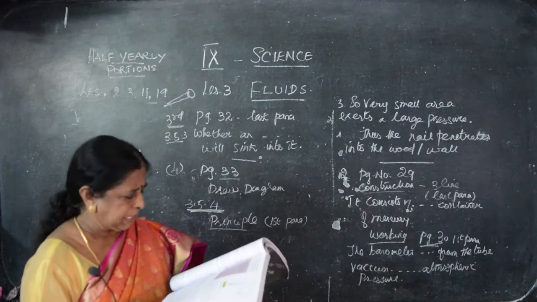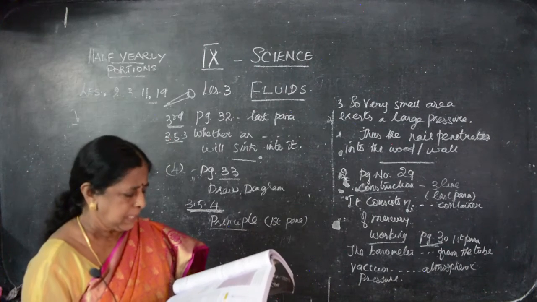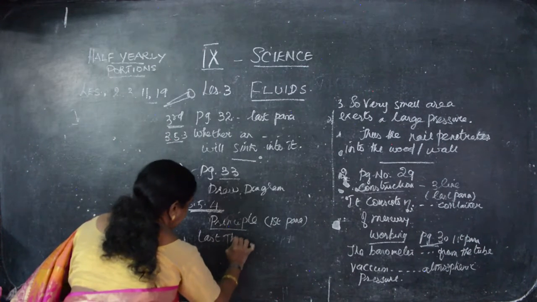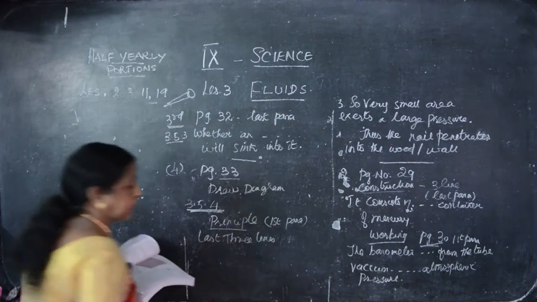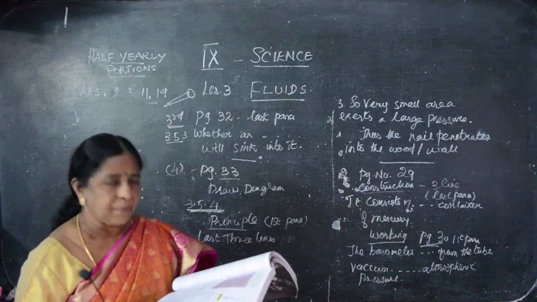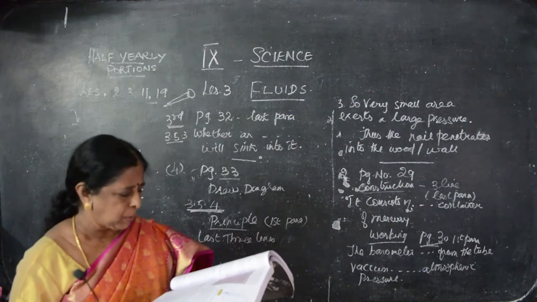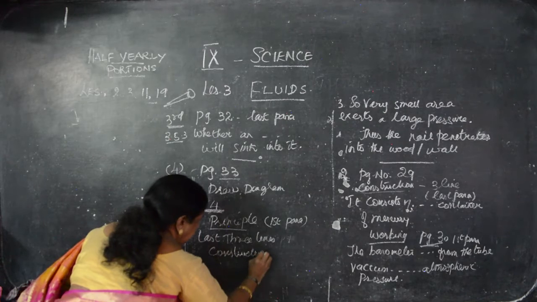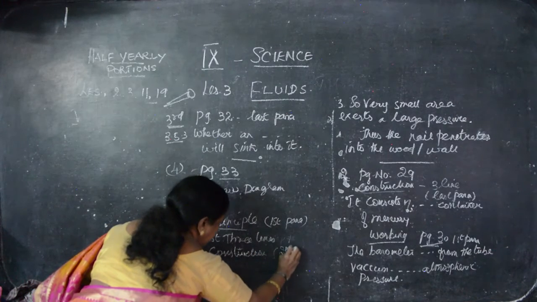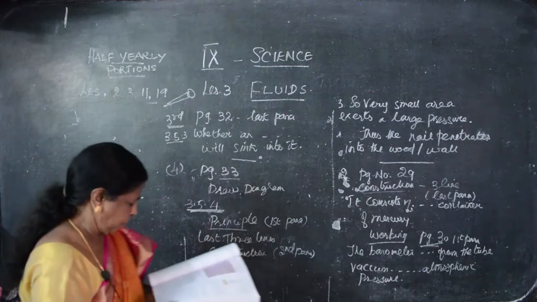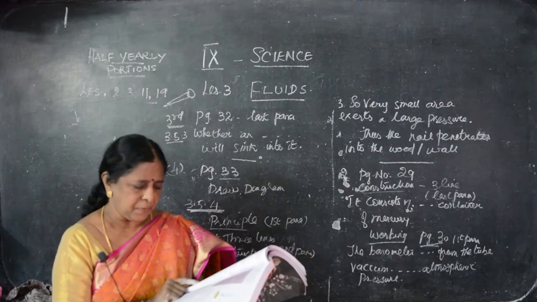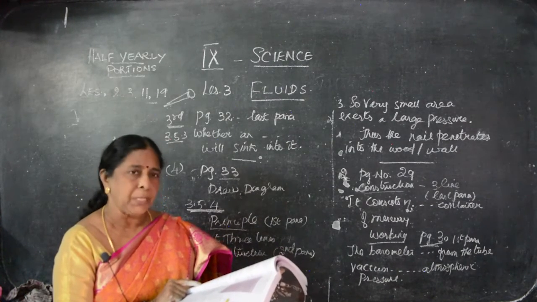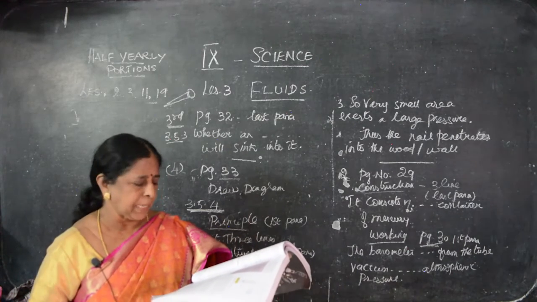Last 3 lines, that is, the weight of the liquid displaced by the immersed portion of the hydrometer is equal to the weight of the hydrometer. First paragraph, last 3 lines. Marking. So what you have to write? The weight of the liquid displaced by the immersed portion of the hydrometer is equal to the weight of the hydrometer. Then we have to go for construction. It's the next paragraph, the second paragraph. Hydrometer consists of, first line itself, a cylindrical stem having a spherical bulb at its lower end and a narrow tube at its upper end. Close the bracket.